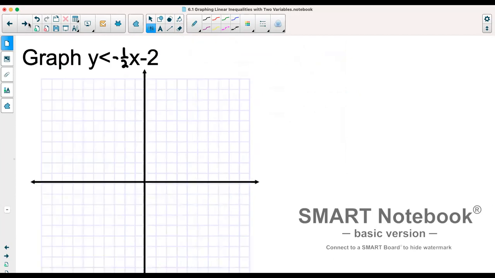Okay, next example, graph y is less than negative 1/2 x minus 2. So here's our y-intercept. We have a y-intercept at negative 2. Here's our slope. Negative 1/2 means we can go down 1 over 2, down 1 over 2, or up 1, left 2. Now, once again, we don't have our equal sign, so that's a dashed line.